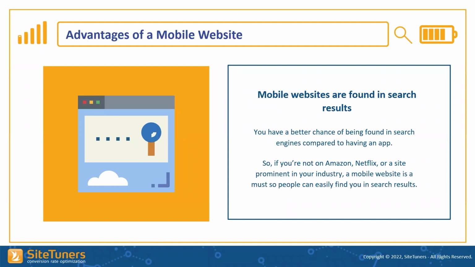Mobile websites are found in search results. If somebody's searching on Google or Bing or DuckDuckGo or wherever they're searching, they're potentially going to find your website. They're probably not going to find your app listed as one of the top results. Right. So a website gets yourself known. That's where your presence starts. Fair enough?